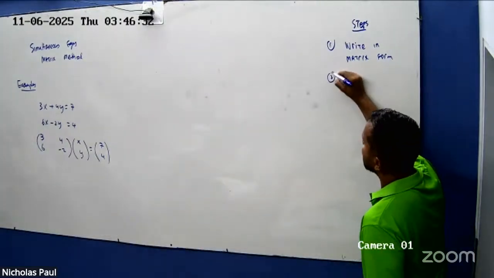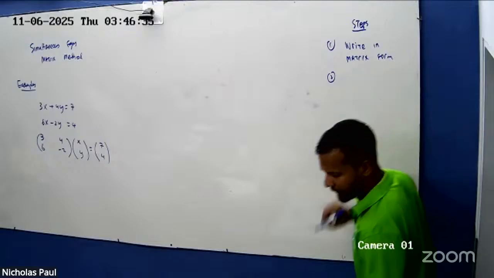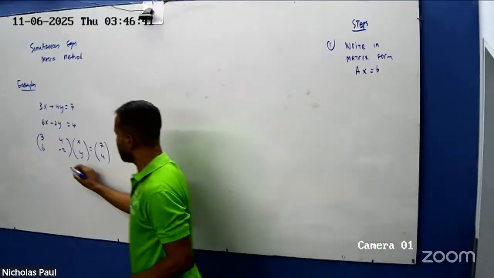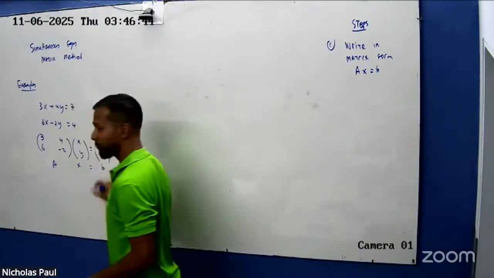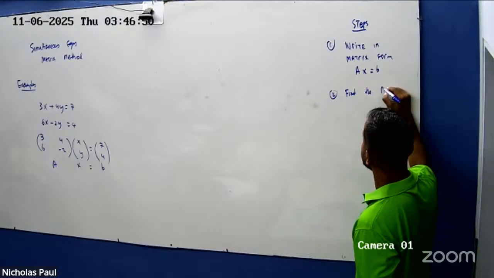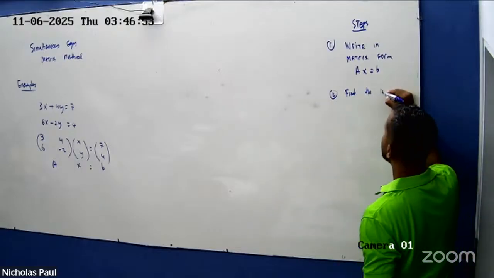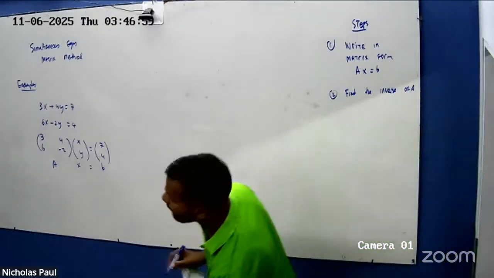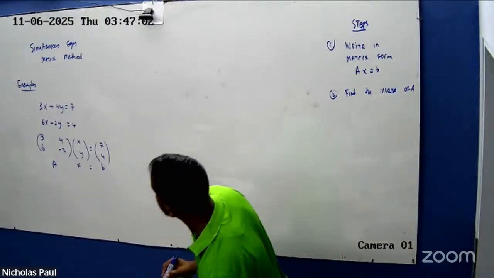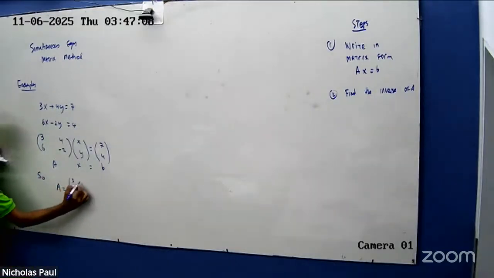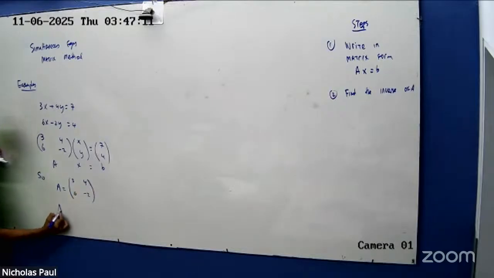Step number 2, right? Sorry, I forgot to mention that the matrix form is AX is equal to B. This is A, this is X, this is B. Step number 2, we find the inverse of A. So I'm going to write A here: 3, 4, 6, minus 2, and I'm going to find the inverse. 1 over the determinant.